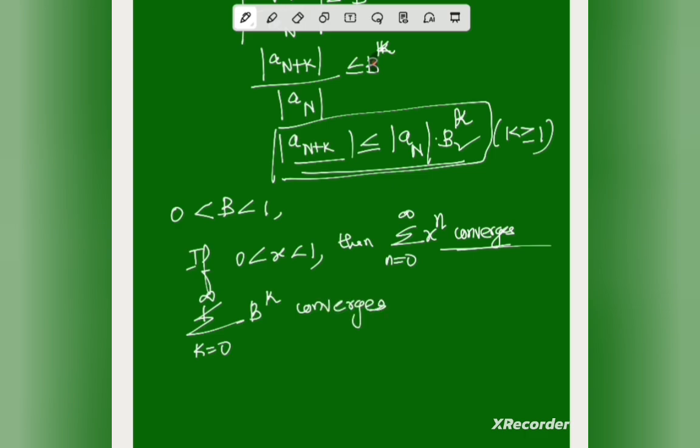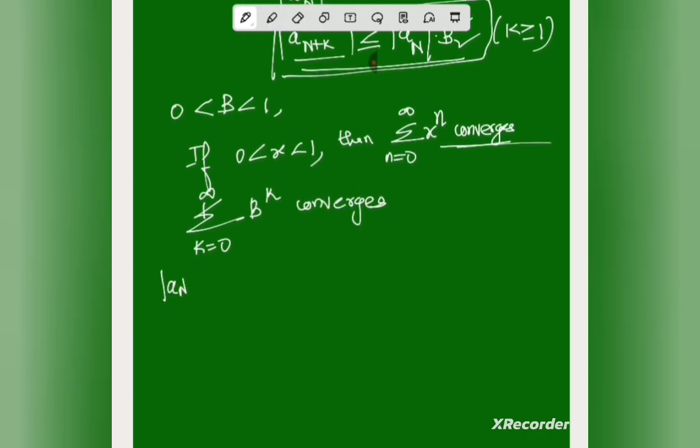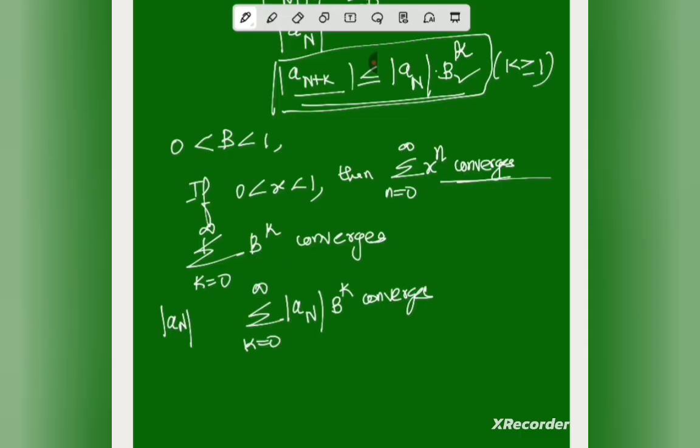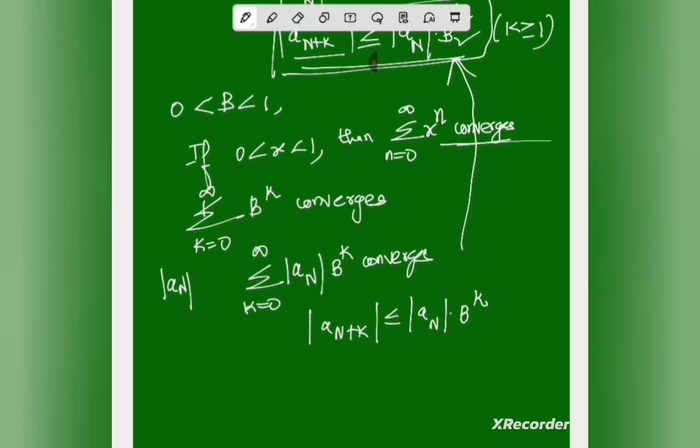Again, |a_n| is a constant, which means the summation k equal to 0 to infinity of |a_n| into b power k also converges, right? Now, already what is the result we have? It says |a_{n+k}| is less than or equal to |a_n| into b power k, and this is true for every k greater than or equal to capital N.